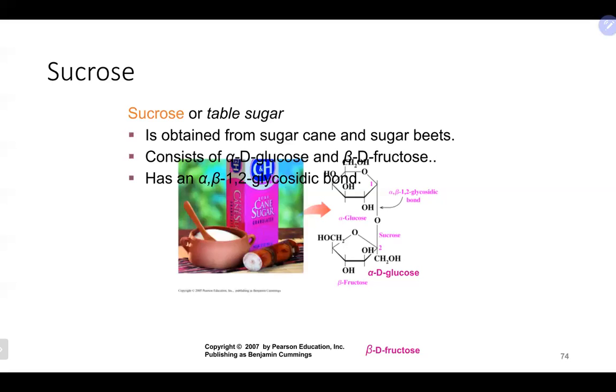So putting these together, this is going to make an alpha beta 1,2 glycosidic bond, and that's because it is the alpha one in carbon number 1 and the beta one in carbon number 2, and this one goes straight down basically, and that has both of them. It's alpha going down and beta kind of coming up, and that is what the alpha beta 1,2 glycosidic bond looks like.